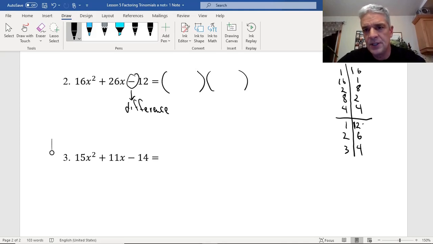And what I do is I do the same thing as I did above. 1 multiplies by 12. That's going to give me 12. And 16 multiplies by 1. And that would give me 16 and 12. And what's the difference? Well, the difference is 4. I'm looking for a difference of 26. That didn't work. And then I go 1 times 6 and 2 times 16.